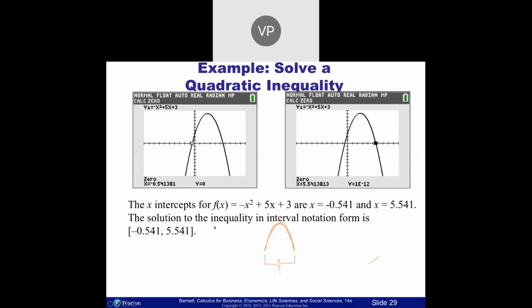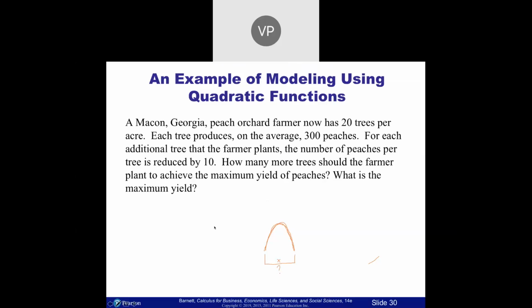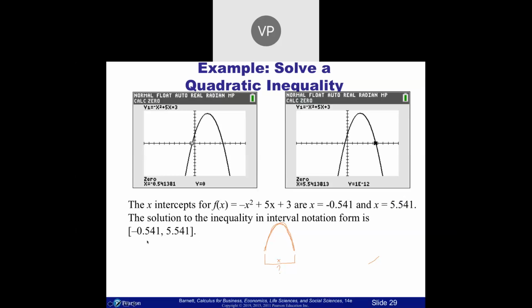Okay, so a couple points. Oh, and right there, I'm sorry. This is how you're going to write the solution of the problem. Remember, we're talking about what are the x values that make the equation be above the line, what make positive numbers. It starts at x equals this, all the way over to x equals that.